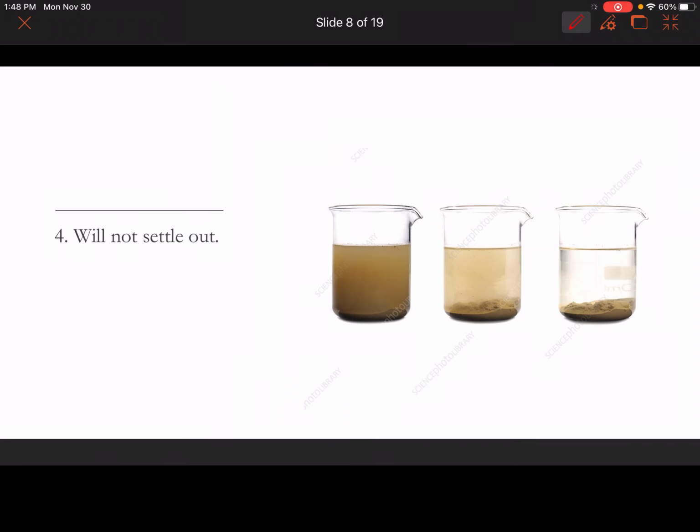Number 4, they will not settle out. So this is an example of muddy river water. If you were to scoop some river water, you wouldn't get it fully clear, right? But eventually a lot of the particulate would settle out, so you'd collect it on the bottom here. When that happens, that is not a solution, okay? So this is not a solution here. A solution will stay in solution, so it won't precipitate out.